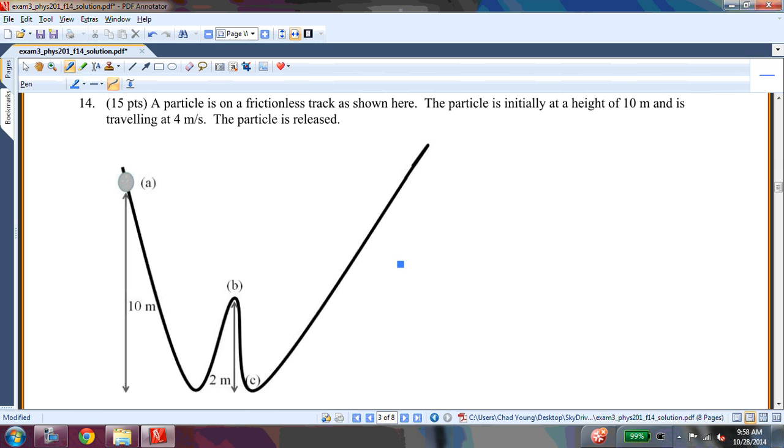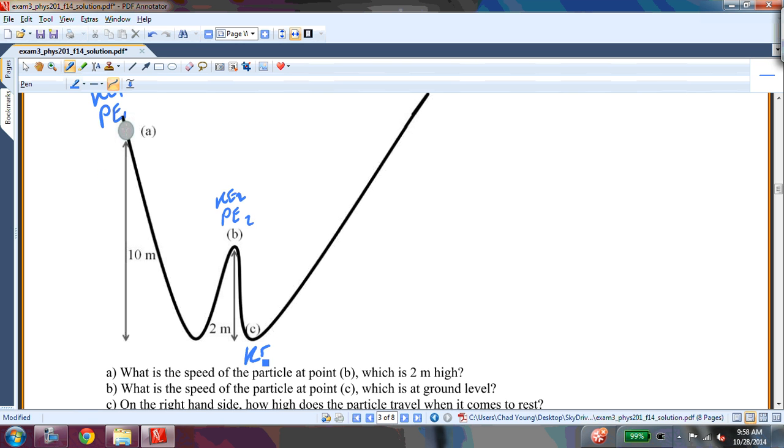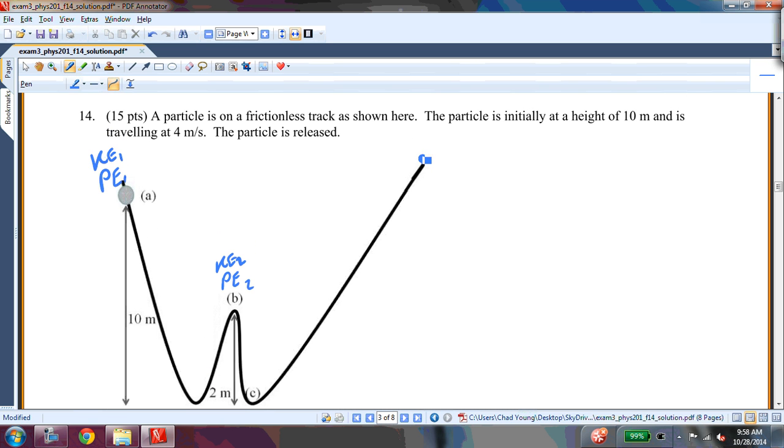Okay, I have this particle on a track. I want to know it's traveling at 4 meters per second up here. So up here it has both kinetic energy, I'll call this KE1, and PE1. Here it likewise has KE2 and PE2. It's moving and it has potential energy. And then down here it has no potential energy, so it only has kinetic energy. I'll call this KE3. And then I also know that at some point up here it comes to a rest, so it only has potential energy, and I'll call that PE4.